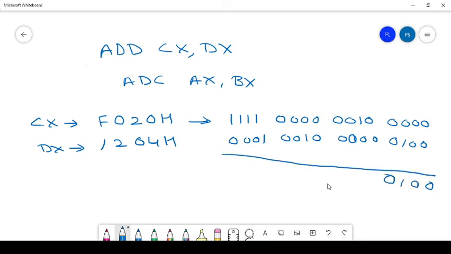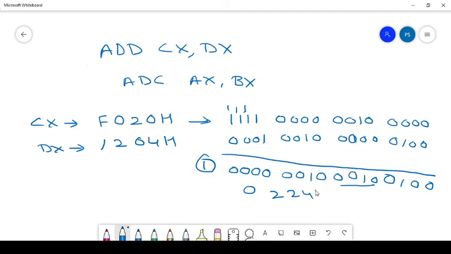0010, 0100, 0100. 1 plus 1, 0 with carry 1. 1 plus 1, 0 with carry 1. 0 with carry 1. So what will be the result? That is 0, 2, 2, 4H. So the result of this instruction is 0224H with some carry flag 1.